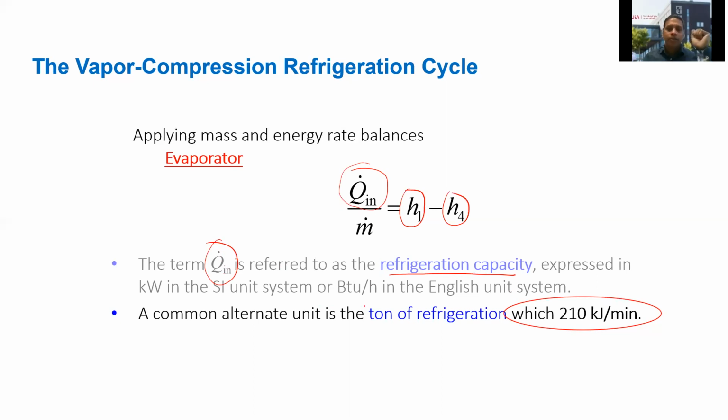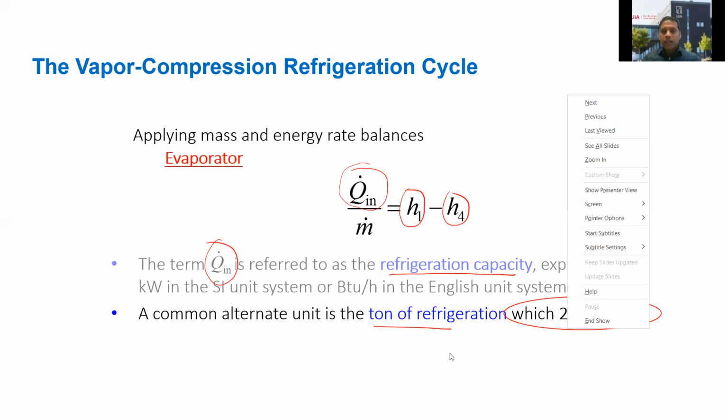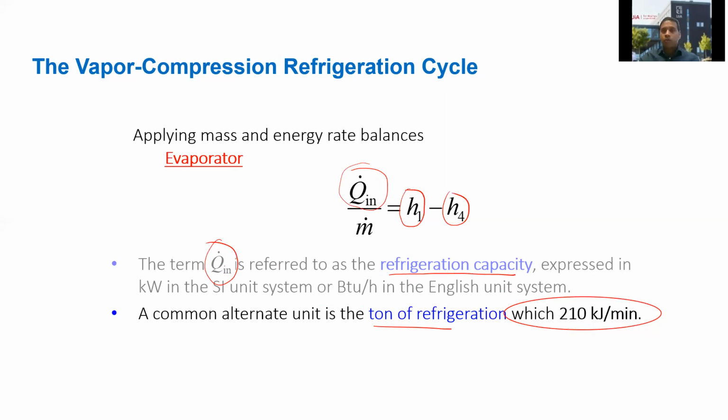So in some cases, you could use the ton of refrigeration. Then you have to divide the amount that you got in kilojoules per minute by 210 kilojoules per minute. Then you would get it in tons of refrigeration. In most cases, if you go to the shop and say, I have this size of house, they will say, okay, you need 4 tons of refrigeration capacity to cool down your house. So this is the way of expression, ton of refrigeration. You have to remember that point.